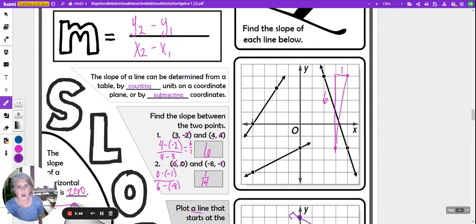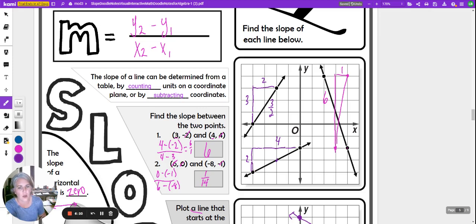Looking at these, I go up 1, 2, 3, and rose 3, and I ran 2 units. So my rise over run is 3/2. Here, I rose 2 units. I ran 1, 2, 3, 4 units. So my slope is 2 over 4, but that can be reduced to 1/2. And let me show you.